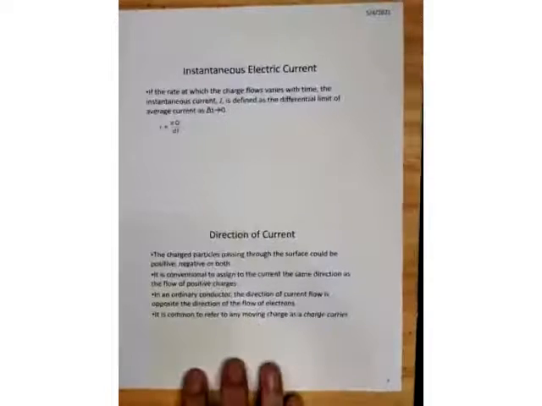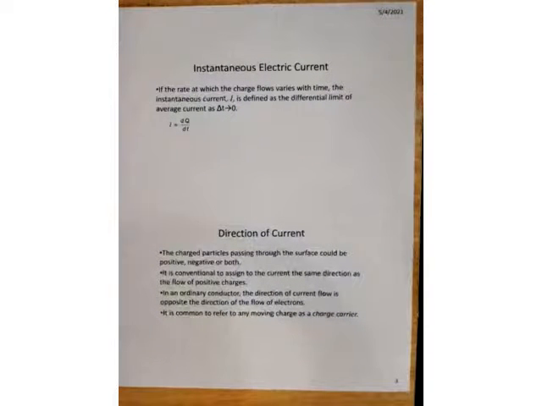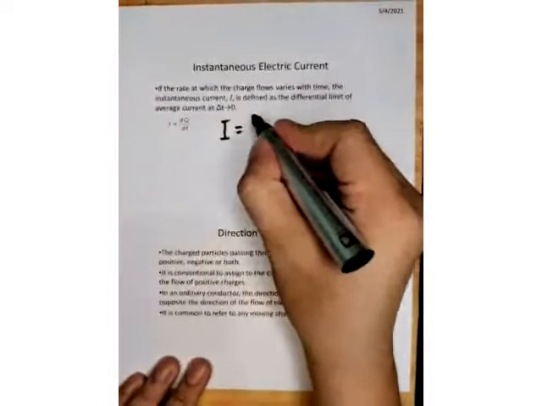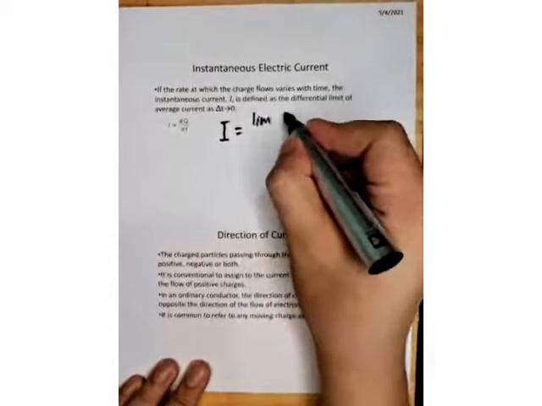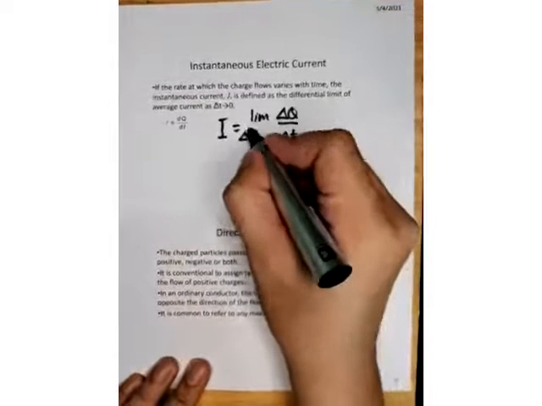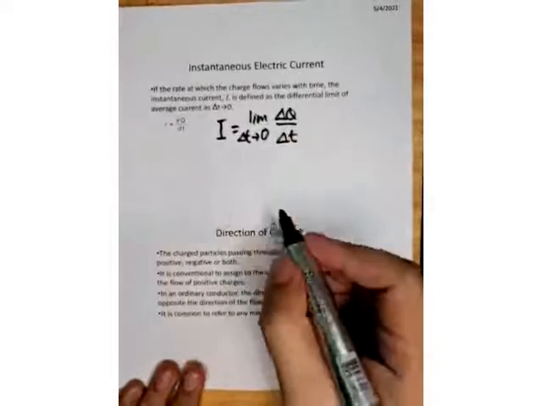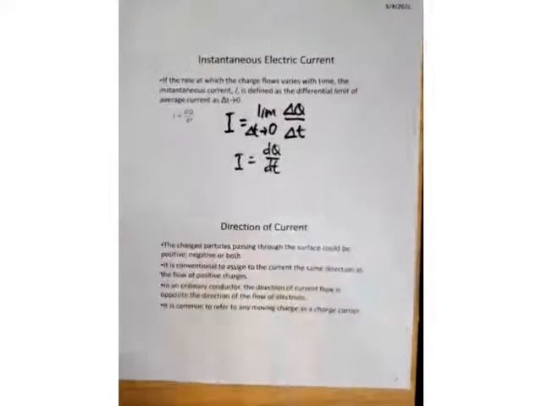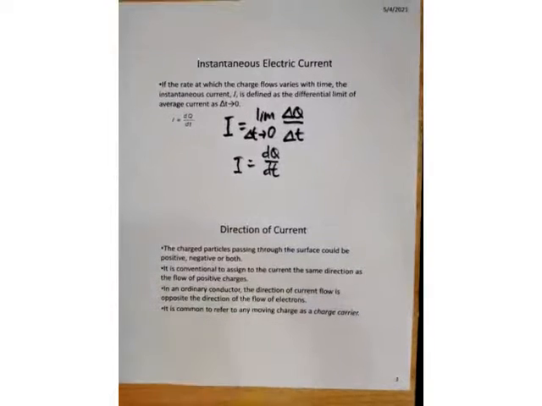Okay, now the instantaneous current is equal to the average current as the limit of delta T approaches 0. Or, our instantaneous current is equal to the first derivative of our charge. So, if our charge is given by an equation with respect to time, get the first derivative of the equation of the charge, and you will get the instantaneous current.